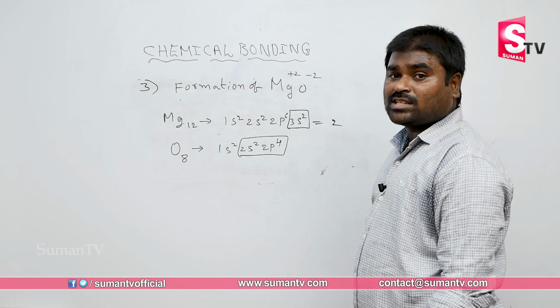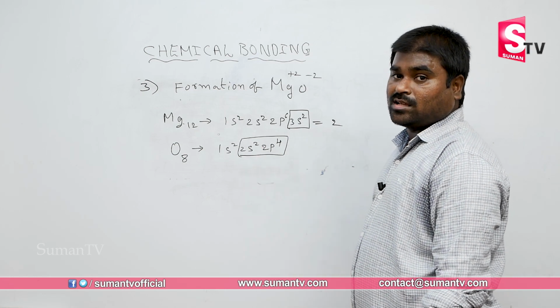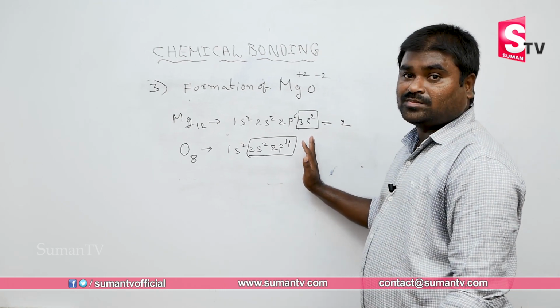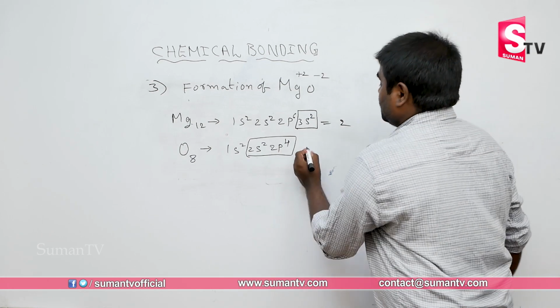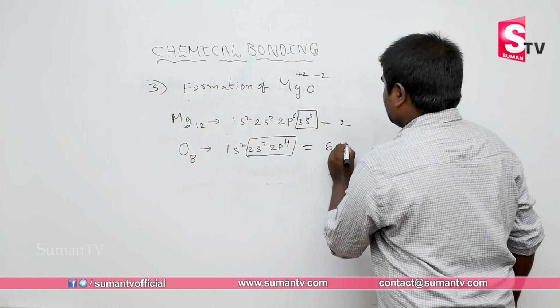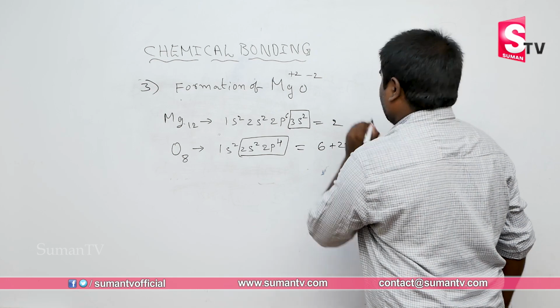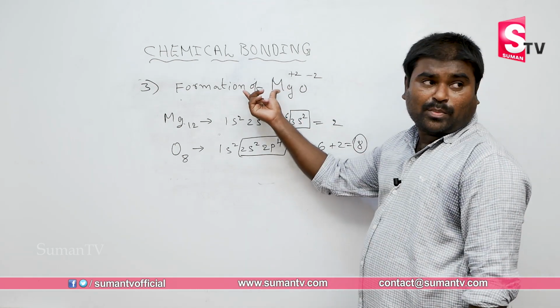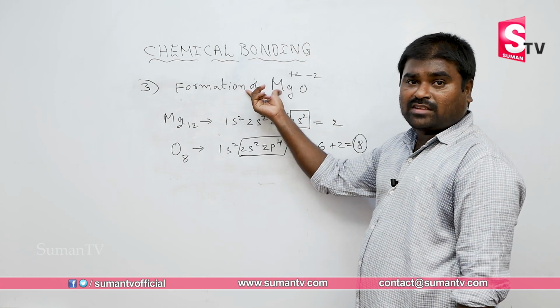On the magnesium side, how many electrons are there? Only 2 electrons are there. Those 2 electrons will come and join here. Then here 6 are there, and 6 plus 2 is 8. Then it becomes a stable compound. Check it at once.